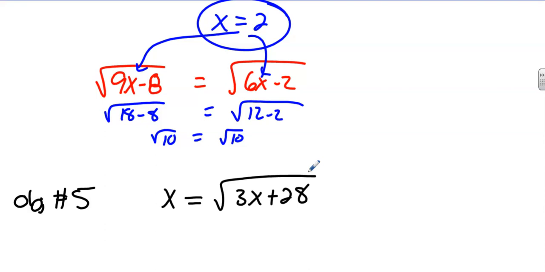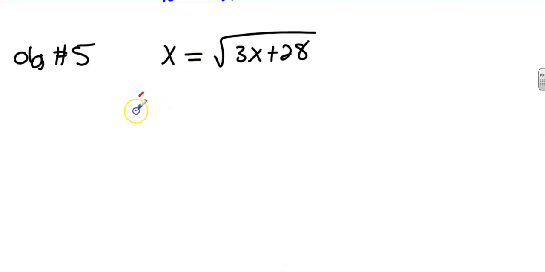What's the big difference between that one and all the other problems we were doing? What was this number that was over here on the side? Or what was the expression? Sorry. It was just a number, right? It was 4, it was 5, it was 6, it was 7. If this is x, well, we're still going to go ahead and do the same things. We're still going to square both sides.